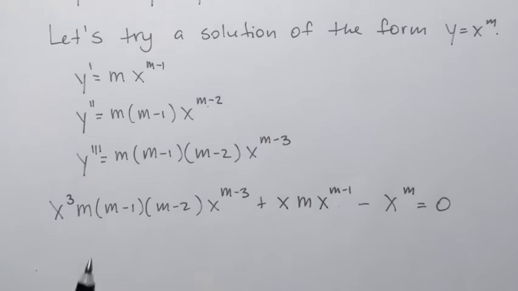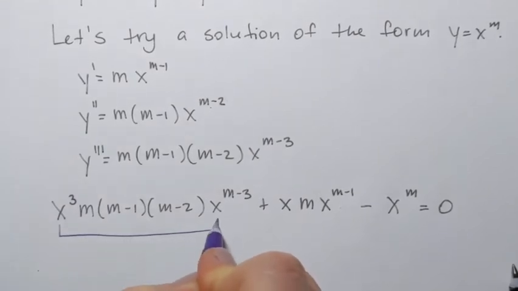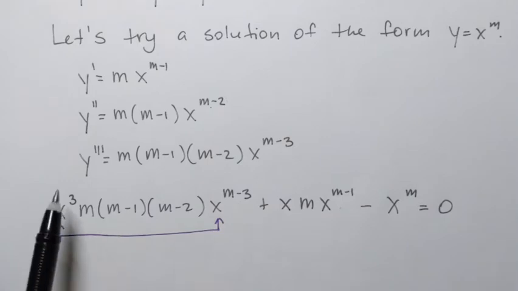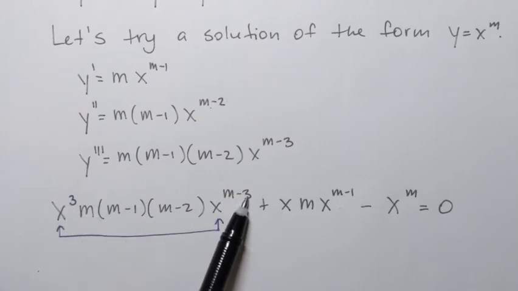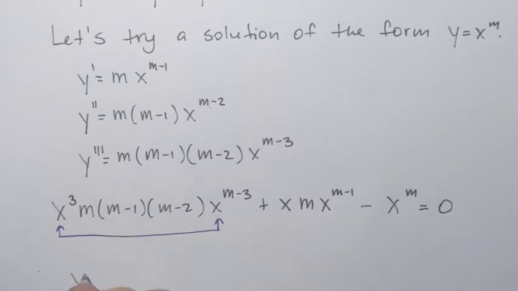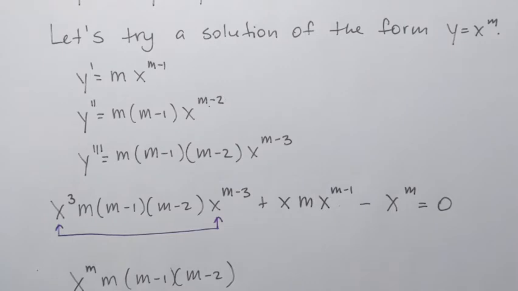What I'll do next, I will simplify a couple of things here. I can see that x cubed and x to the power m minus 3 can be combined since the bases are the same, and to combine them I'll have to add their powers. If I combine the powers, it's going to be 3 plus m minus 3, which will be just m. So in other words, x will be just to the power m, and then I have the rest from that term. Okay, so we combined that.